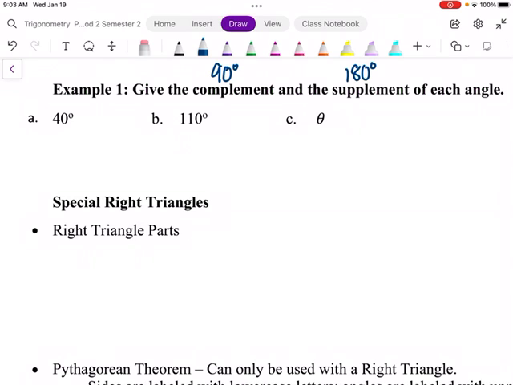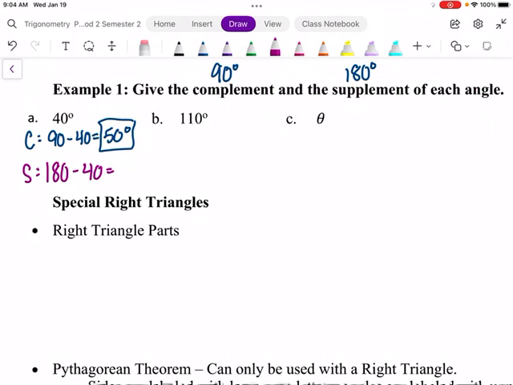So to find the complement, we would take 90 minus 40, and that would give us 50 degrees for our complement. And then for our supplement, we would take 180 minus 40, and that will give us our supplementary angle of 140 degrees.